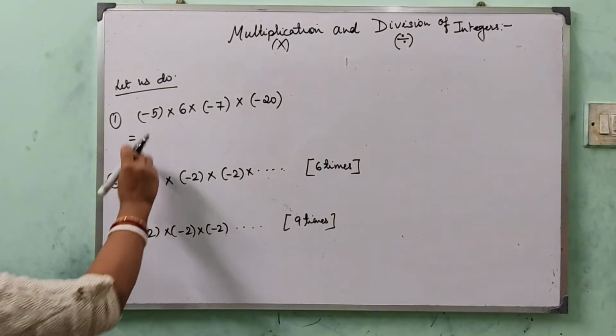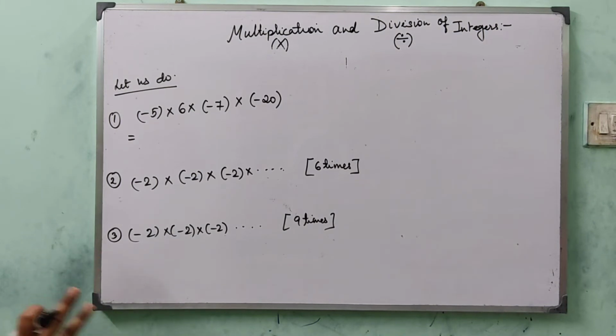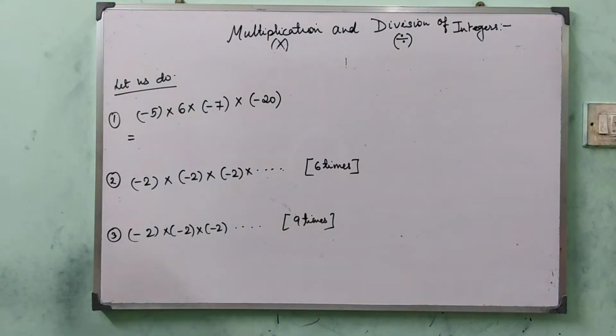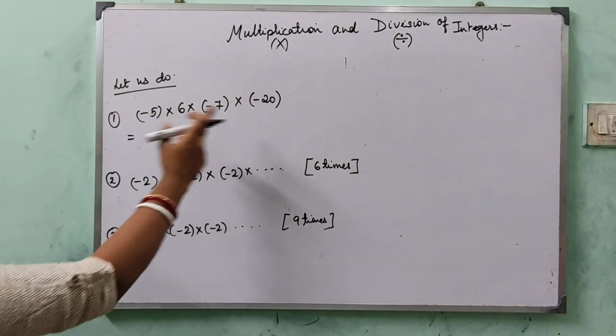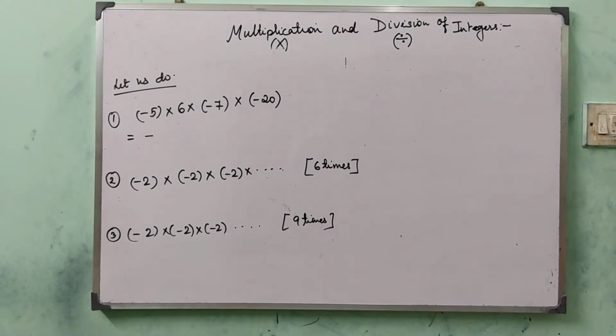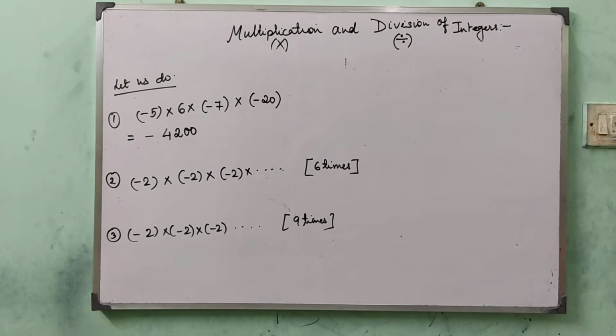Okay, so whenever you see sums like this, I said positive numbers will not bring any changes in the product, it's the negative ones who will bring. So 1, 2, 3 negative terms are there. There are 3 negative integers involved. So 3 is an odd number. So the product will have a minus sign. So what is the product of these? The product will be 4200.